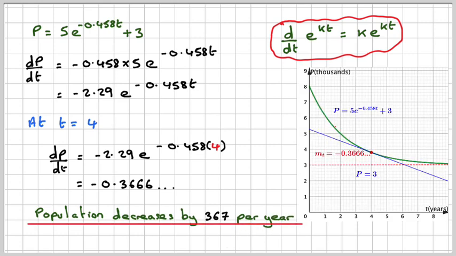If we look at this on the graph, here's the model of our population decrease. Here we have when t is equal to 4, we can see the rate of change is -0.366. That's the gradient of that blue tangent. And here we have a horizontal asymptote at P = 3, which is the limiting factor of our model.